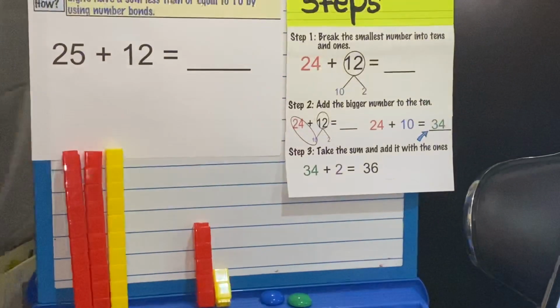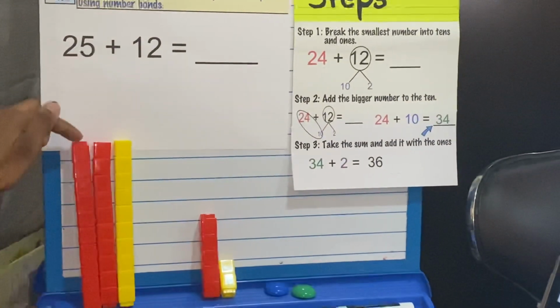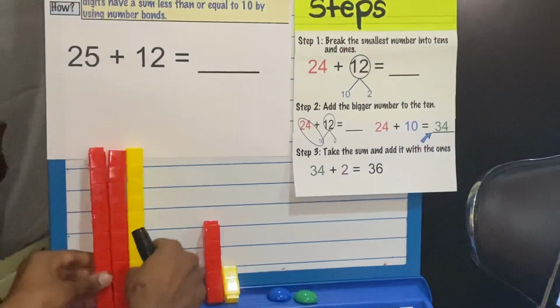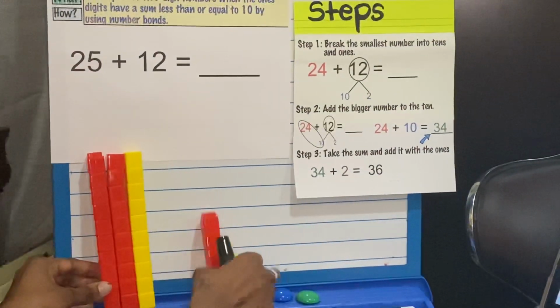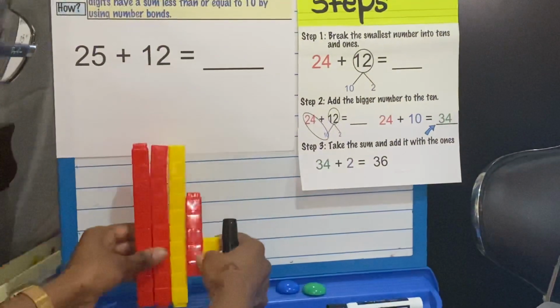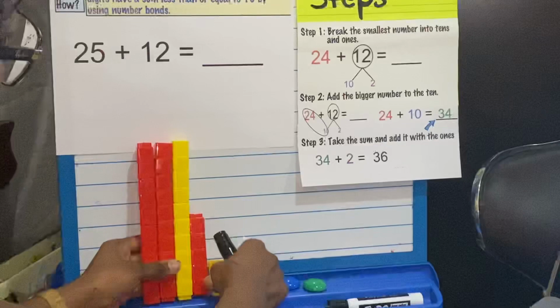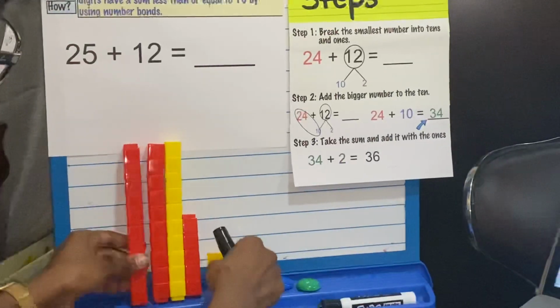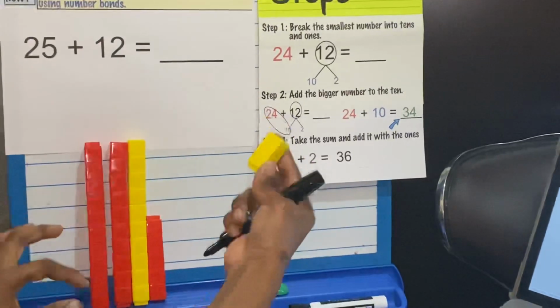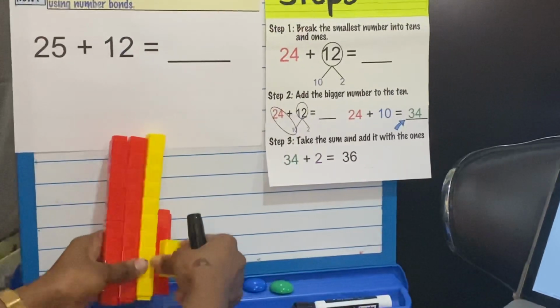3 tens, 10, 20, 30 equals 30. 30 plus 7 ones gives me 37. Let's double check. 10, 20, 30, 35, and 2, 37.